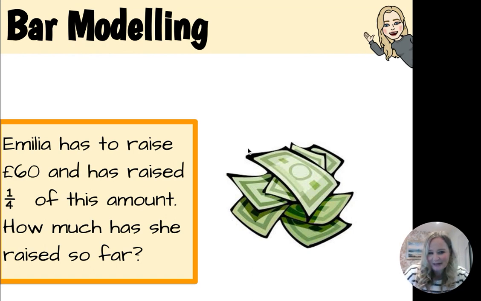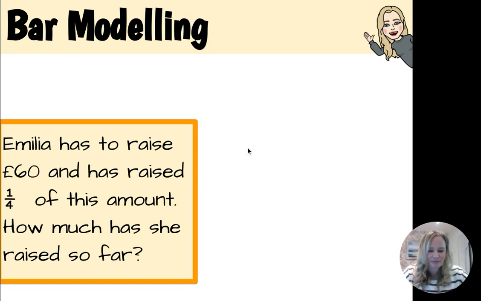So here's a problem here, a word problem. Amelia has to raise £60 and has raised a quarter of this amount. How much has she raised so far? So we can use that knowledge of fractions, that knowledge of bar modelling, to allow the children a strategy to visually break down the problem and solve it step by step.